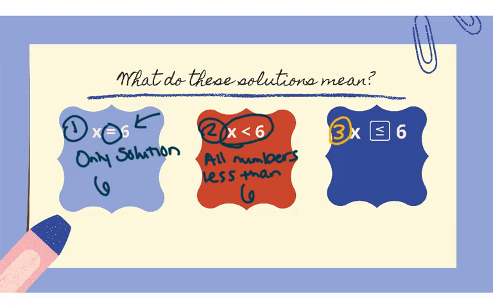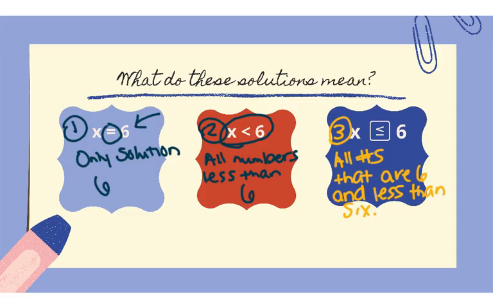This third one here tells us x is less than or equal to 6. So our solutions for this inequality would be all numbers that are 6, because 6 is included, and less than 6. So make sure you really understand the meaning of these symbols.